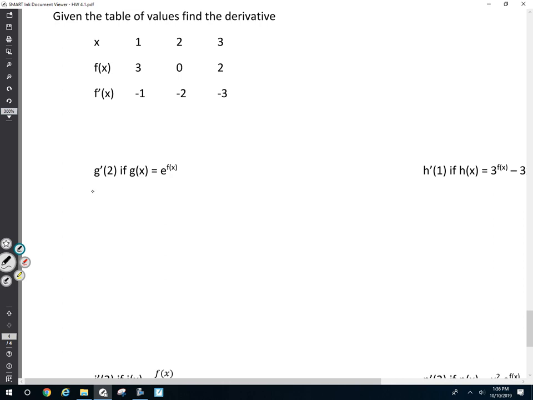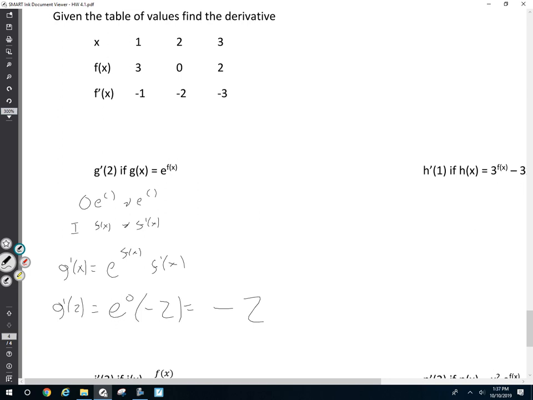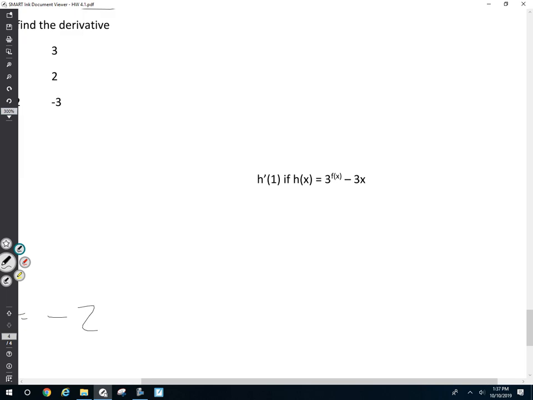g of x is equal to e to the f of x. The outside is the e to the power. The inside is the f of x. The derivative of the outside is e to the power. The derivative of the inside, f prime of x. e to the f of x times f prime of x. What's g prime of 2? e to the f of 2. f of 2 is 0. f prime of 2 is negative 2. I get 1 times negative 2. Oh, look at that.